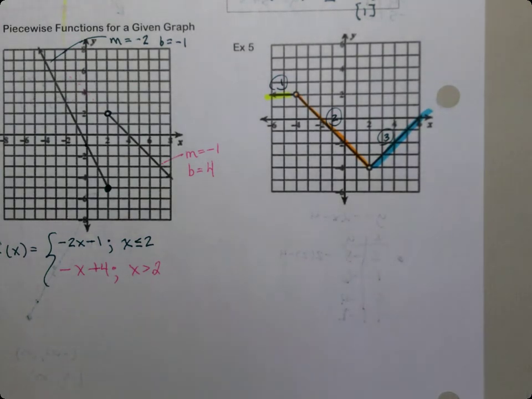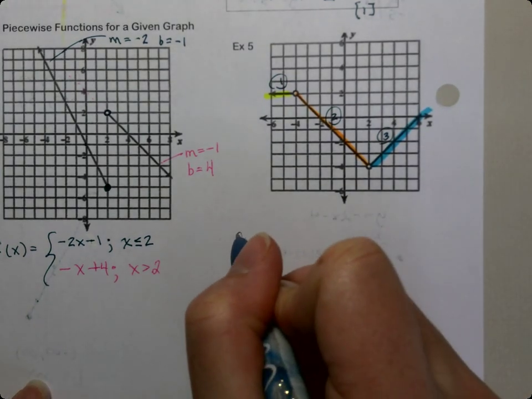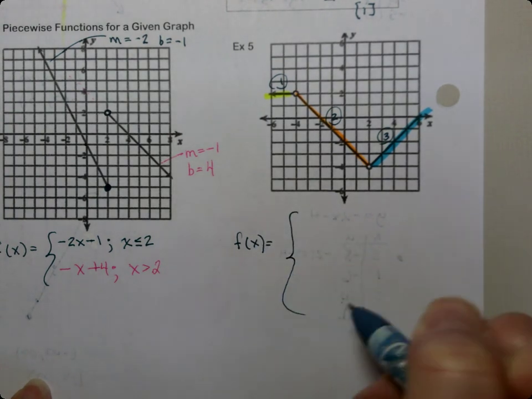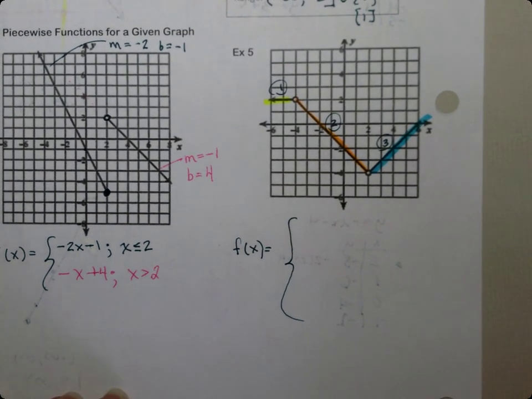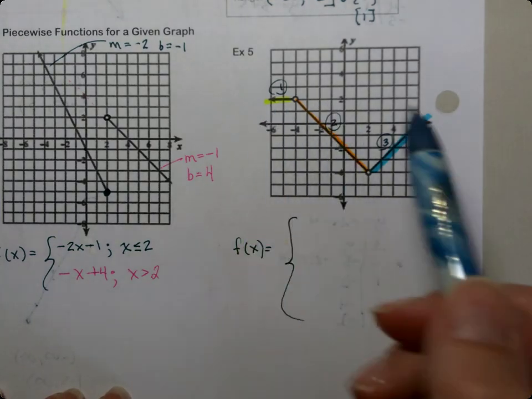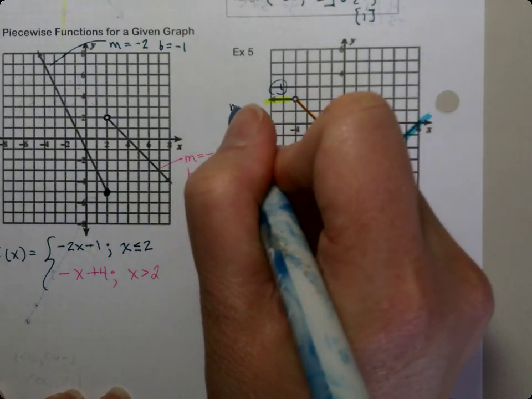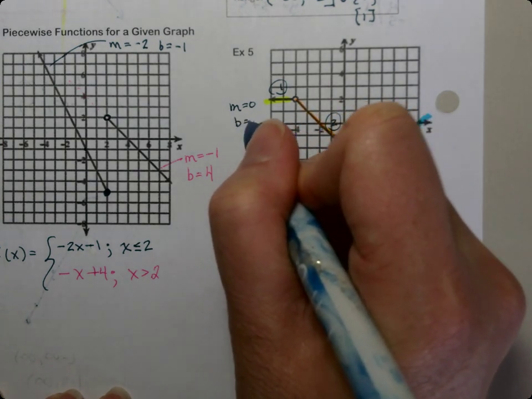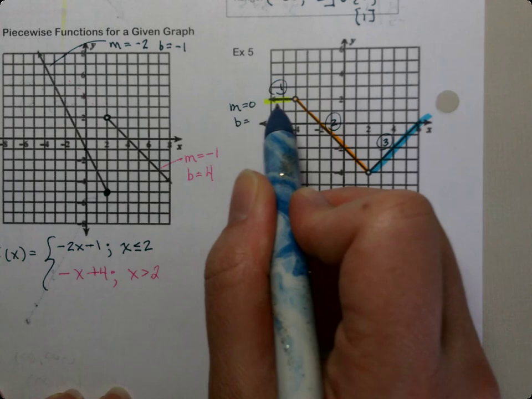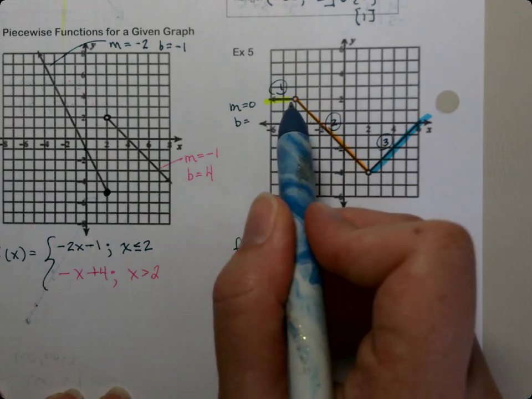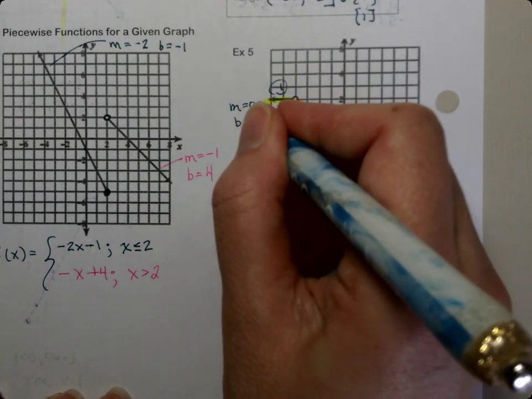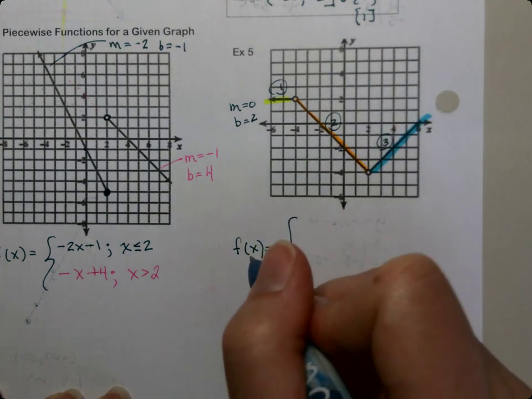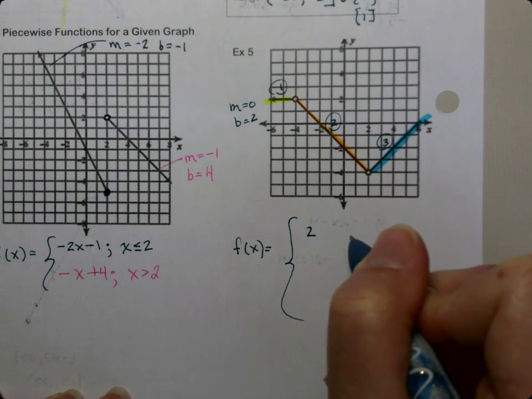So for each of these, we need to write a function. So I'm going to write f of x, and I'm going to write a little bit bigger of a bracket. All right, what's the first one that I have in yellow? Well, the slope of that line is 0. It's a horizontal line. What's the y-intercept? What would it be if we extended it? That one in yellow right there. That would be at 2, wouldn't it? So you could write y equals 0x plus 2, but we're going to write y equals 2. That's the equation of the line.